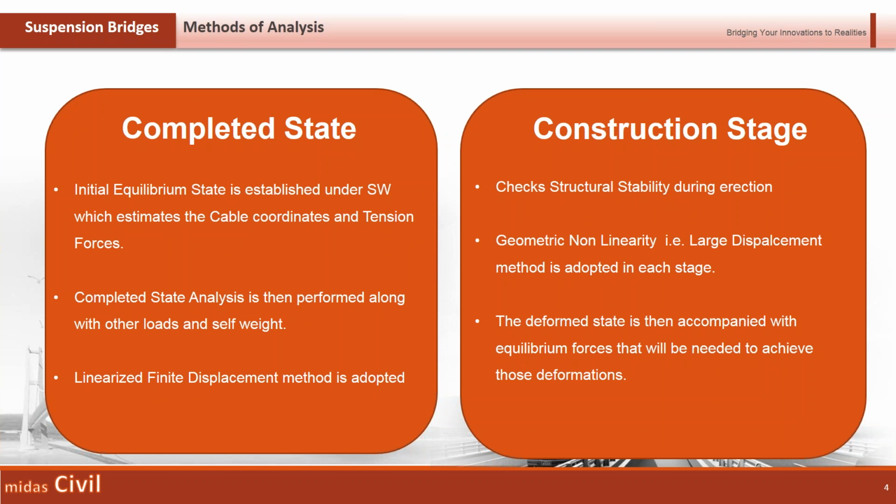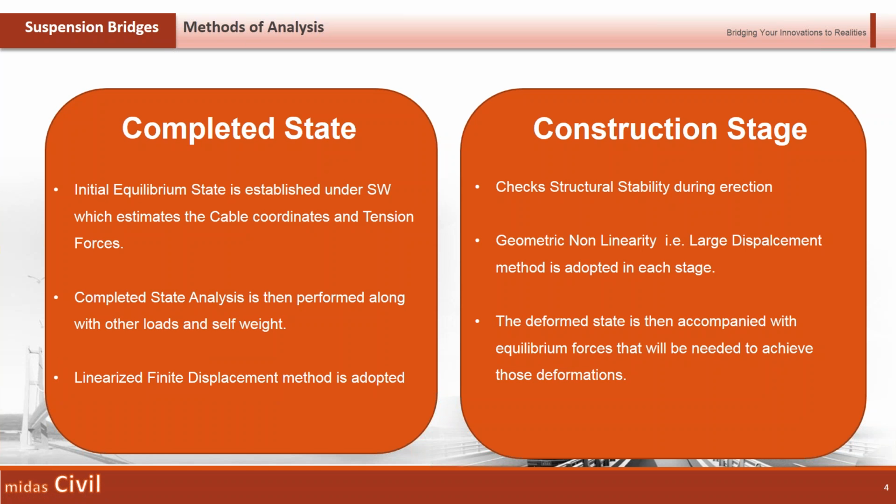Once you have gone through the initial equilibrium state, we can modify the model and give some extra boundary conditions, and then again do another initial equilibrium state analysis to get the final cable coordinates and the tension forces inside the cables. Once you are done with that, the software generates the initial static forces for the cables, and then you can do a static analysis for other loads, like live loads and dead loads, over that bridge. That's why it is called the linearized finite displacement method. This will be clear as we move on with the webinar today.